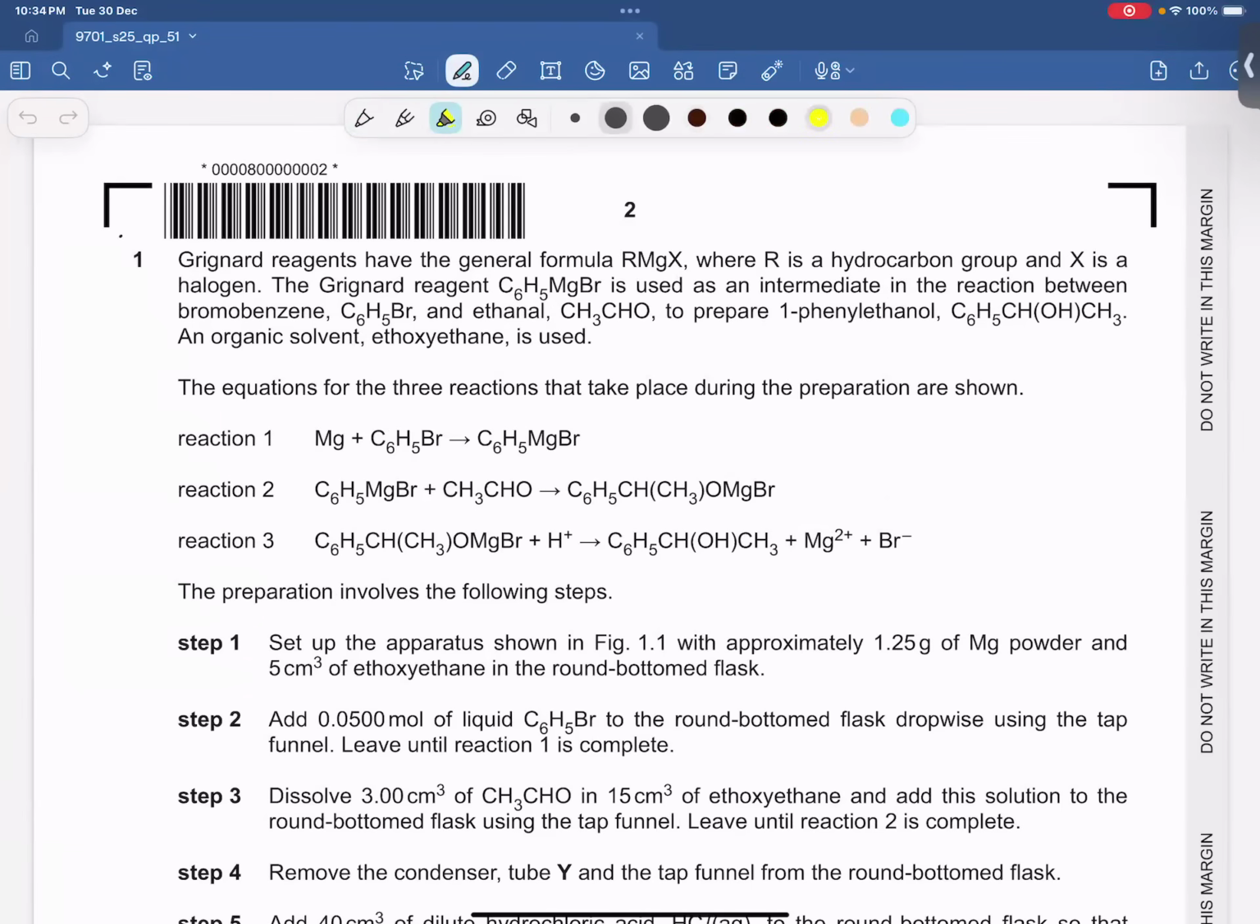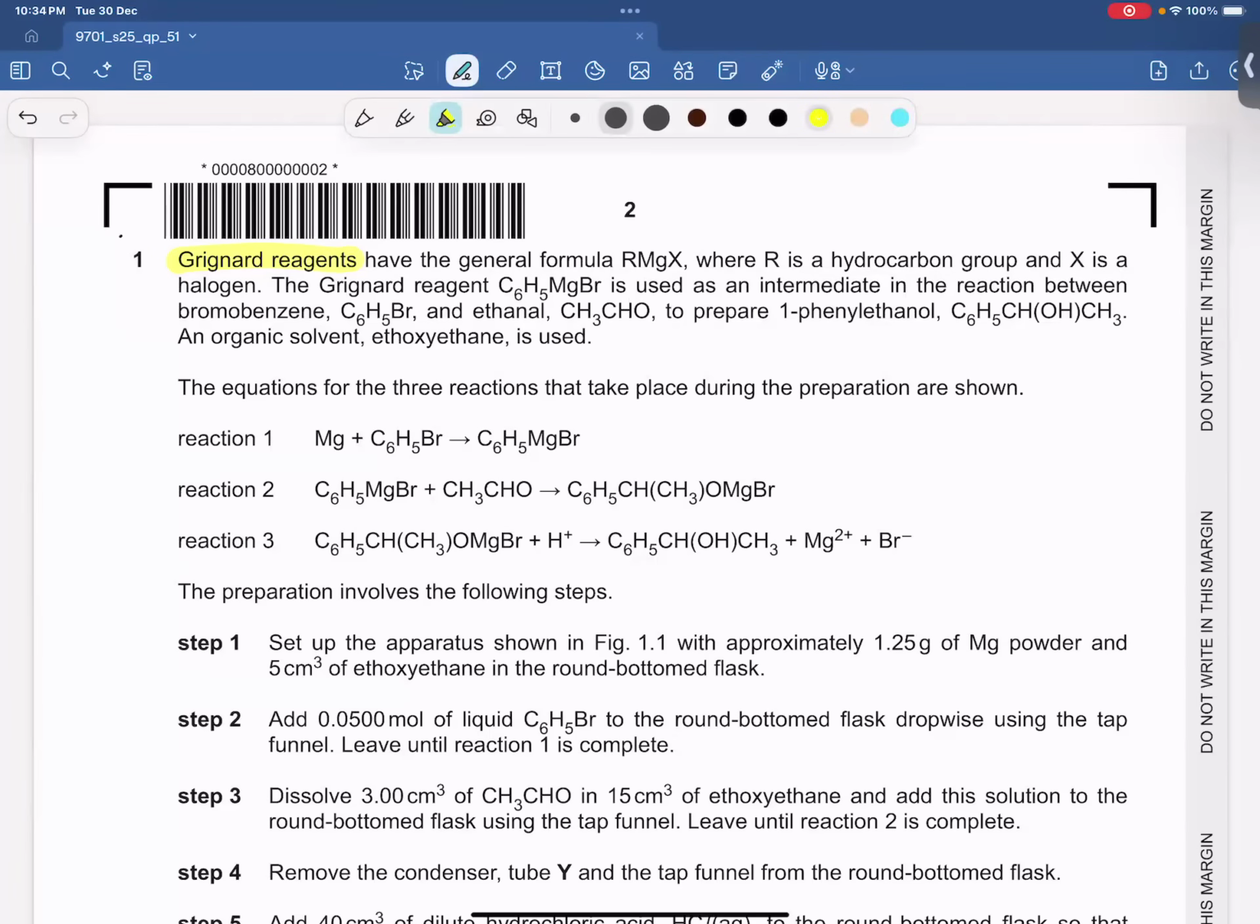Now, question 1 belongs to Grignard reagent. Grignard reagent is not part of the AS level or A2 level course, but the examiner is asking a question on it, which means you should know. Grignard reagent is also called organometallic compounds. It is also called alkyl magnesium halide, and it has a general formula of that, where R is a hydrocarbon group and X is a halogen. It could be any halogen: alkyl magnesium chloride, alkyl magnesium bromide, or alkyl magnesium iodide.